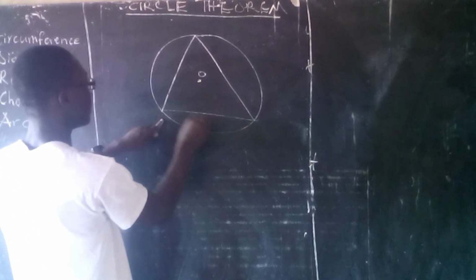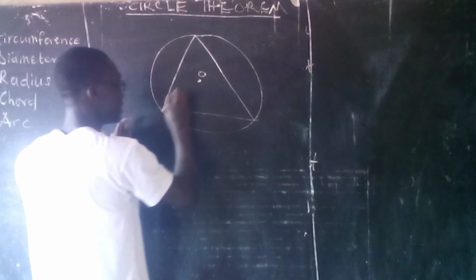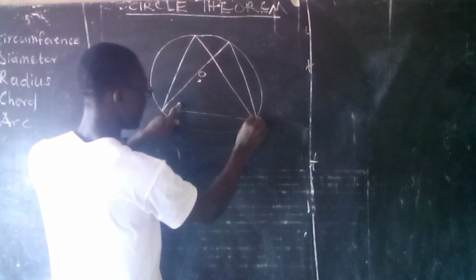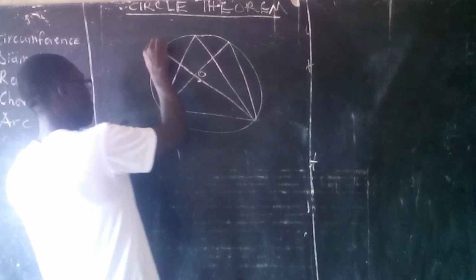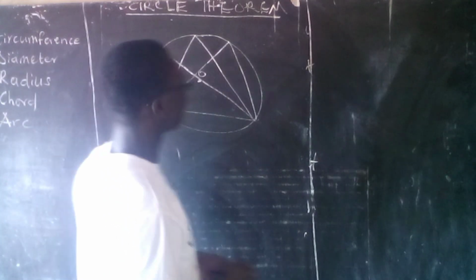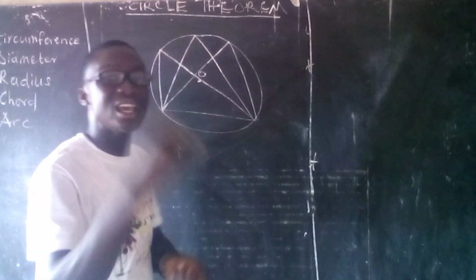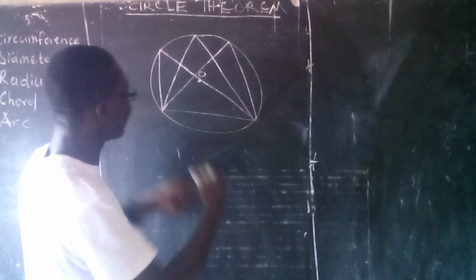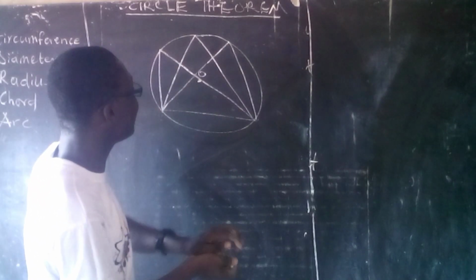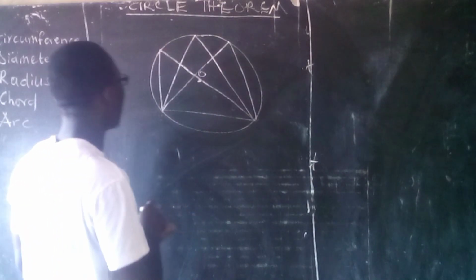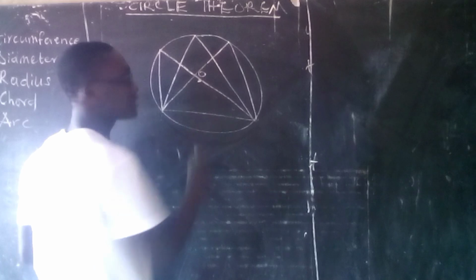This same chord subtends an angle to the circumference of the circle. This same chord subtends an angle to the circumference of the circle. We are saying that if all these angles are in the same segment, and we can see that they are all in the major segment, so they are all in the same segment, therefore all these angles are equal.